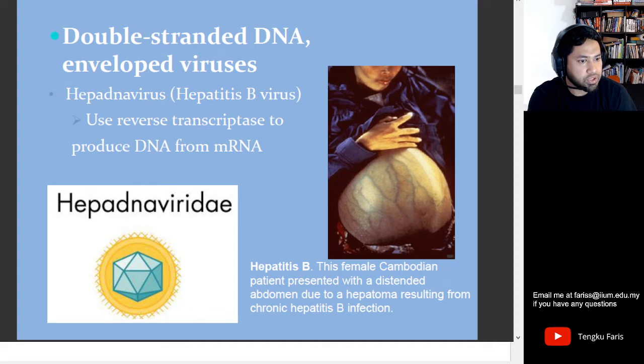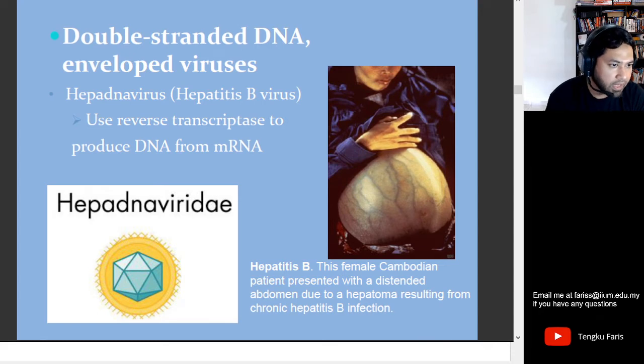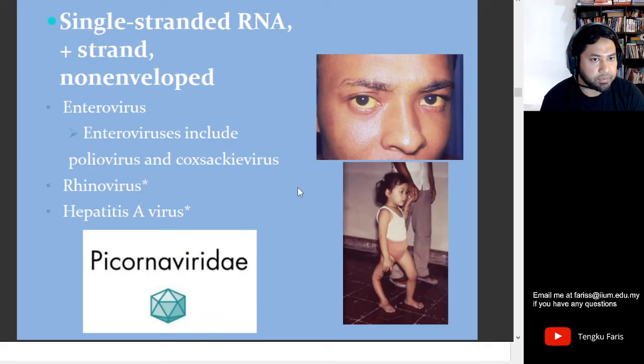In this picture, this is Hepatitis B, also a type of RNA virus. This lady is presented with a distended abdomen due to hepatoma resulting from chronic hepatitis B infections. So can you imagine that the hepatitis B virus is very infectious and also dangerous to you? Make sure you know what you are doing and observe your cleanliness at all times.